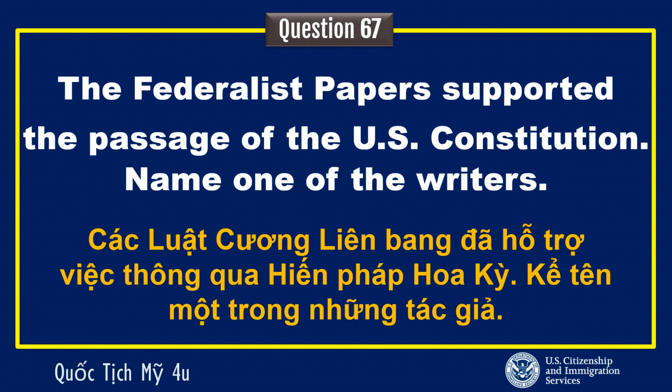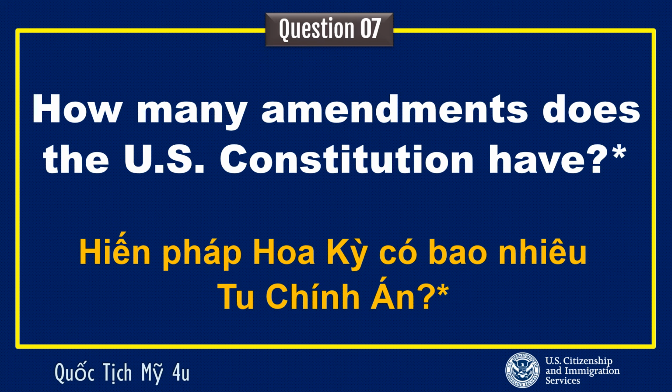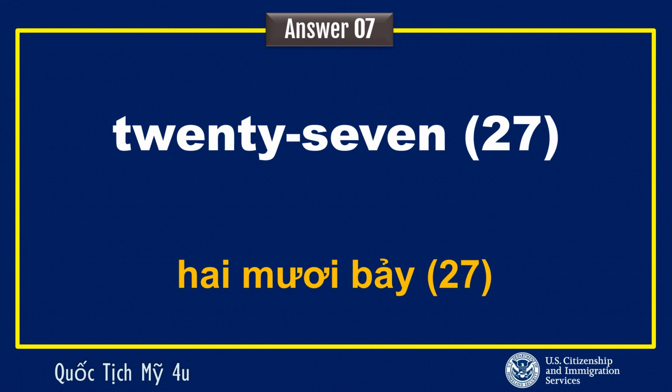The Federalist Papers supported the passage of the U.S. Constitution. Name one of the writers. John Jay. How many amendments does the U.S. Constitution have? 27.